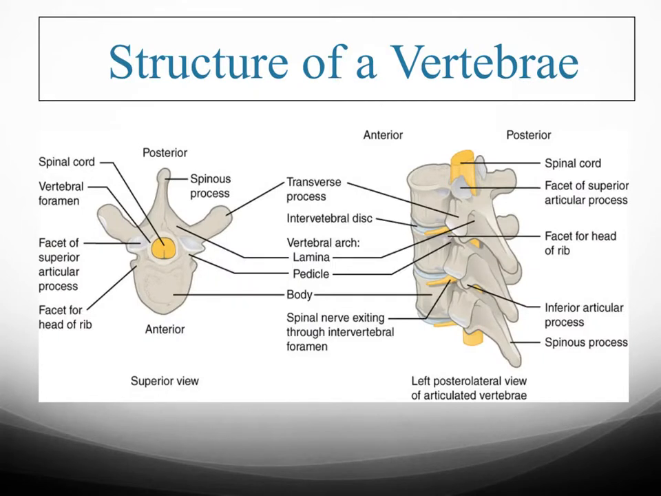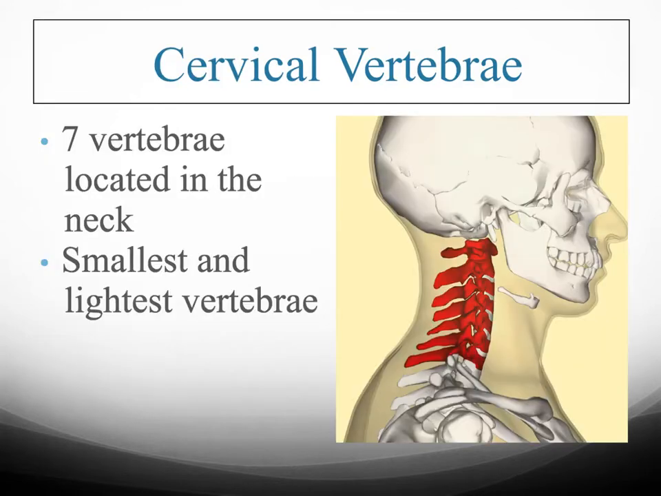Okay, the structure of your vertebrae, we're not going to spend a lot of time on this, but the important vertebral features are the spinous process on the posterior, the transverse process on the lateral sides, and then you have a foramen or an opening that allows the spinal cord to pass through. Then you have the cervical vertebrae. These are all right there in the neck, and these are your smallest and lightest vertebrae.